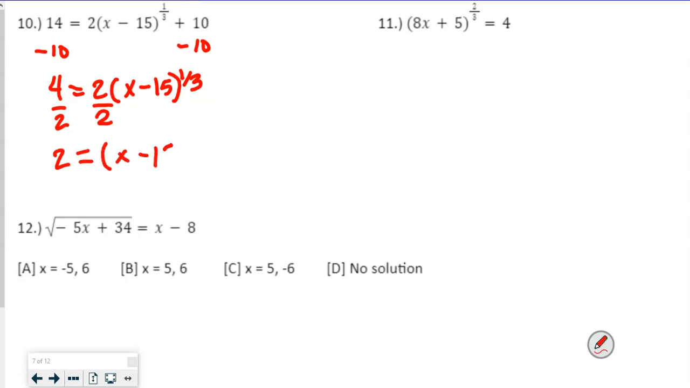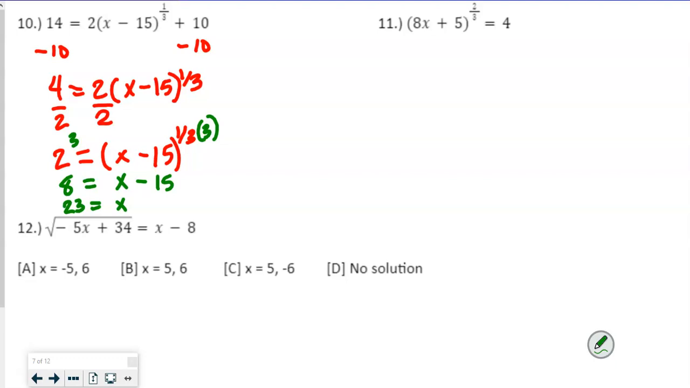x minus 15. Now, hopefully you remember the way we get rid of a 1/3 is multiplying by its reciprocal, which is 3. And we have to do that on both sides. So this is going to be 8 equals x minus 15. Then we add the 15 to both sides, so x is equal to 23. And again, if I check it, 23 minus 15 is 8. If I take 8 to the 1/3 power, I get 2.